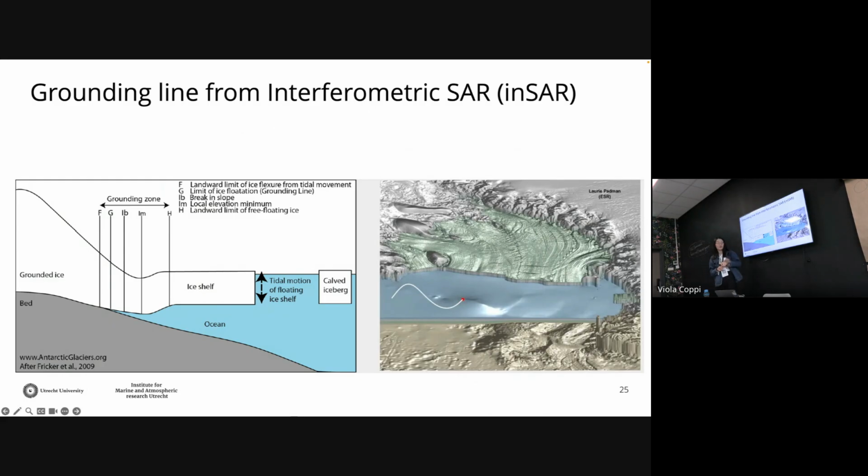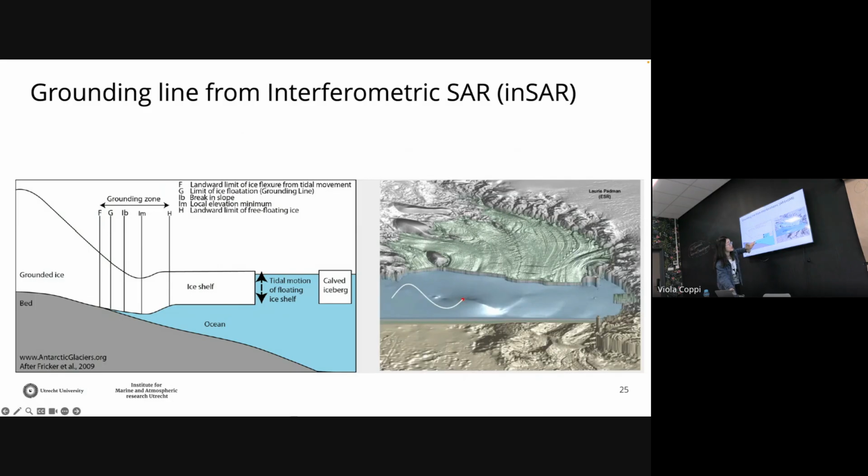In terms of the grounding zone or grounding line, we normally use interferometric SAR to detect this grounding zone. On one side, the ice sheet and the ice shelf, driven by the tide, flex against each other. Because it can move up and down, we need an estimation of where the grounding line is, and it also gives the width of the grounding zone.